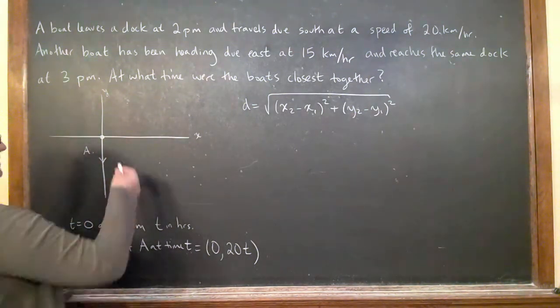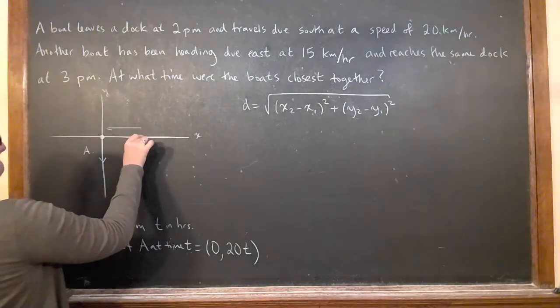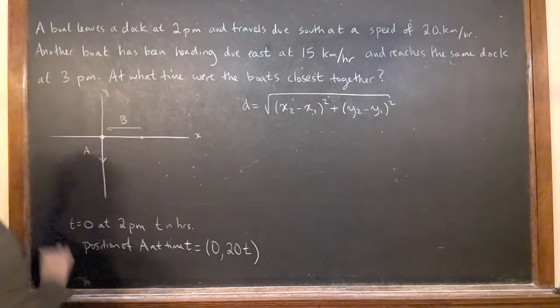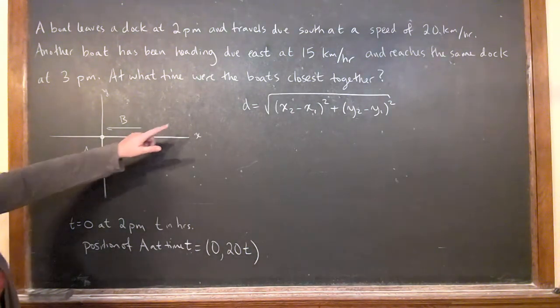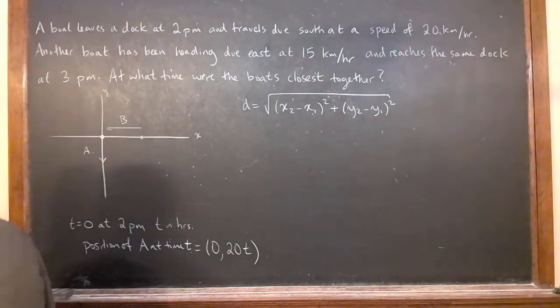Now, where is B going? I don't know. B is over here. Oh, we don't know exactly. We got to figure that out. Okay? So B is going this way. They don't tell you where B is at 2 o'clock, but they tell you that B is heading due east, so B is going, I did the wrong way.